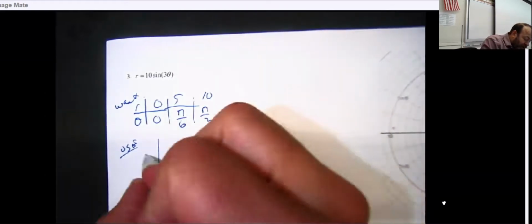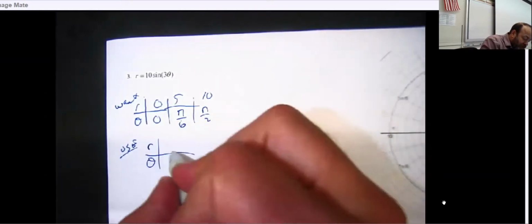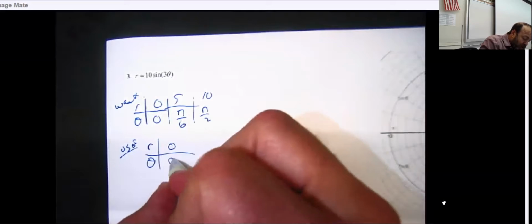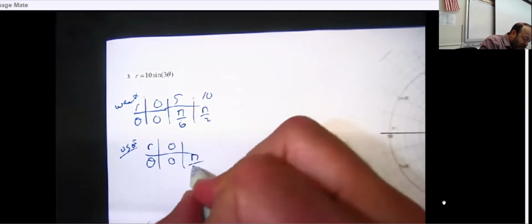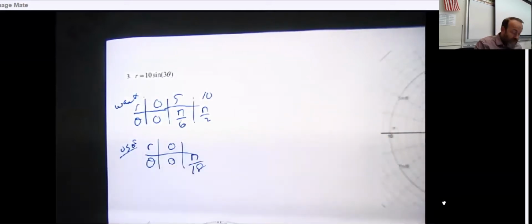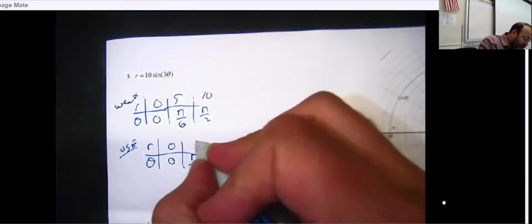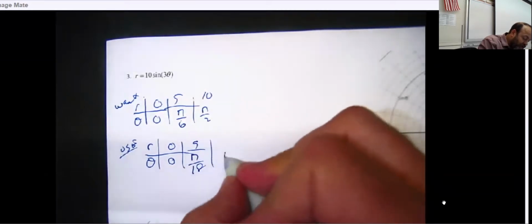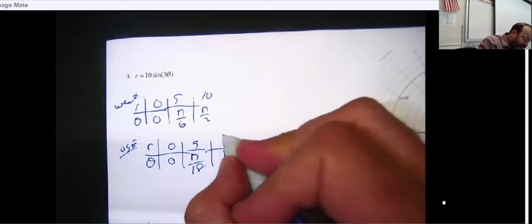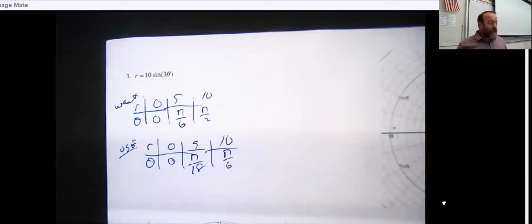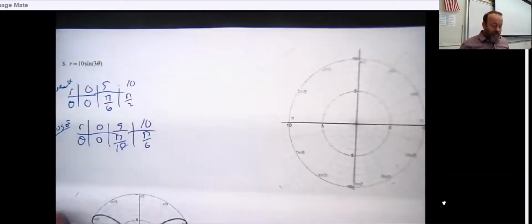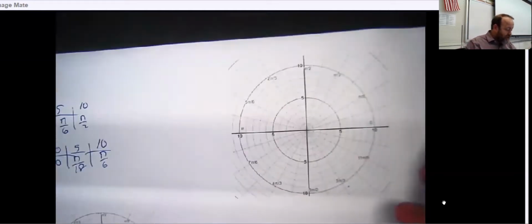Again, I'm going to divide them all by 3, just like I did before. 0 divided by 3 is 0. Pi over 6 divided by 3, yuck, that's pi over 18. That's not so nice. And pi over 2 divided by 3 is pi over 6. So I'm going to go ahead and just grab that and come over here, and hopefully this can make sense.